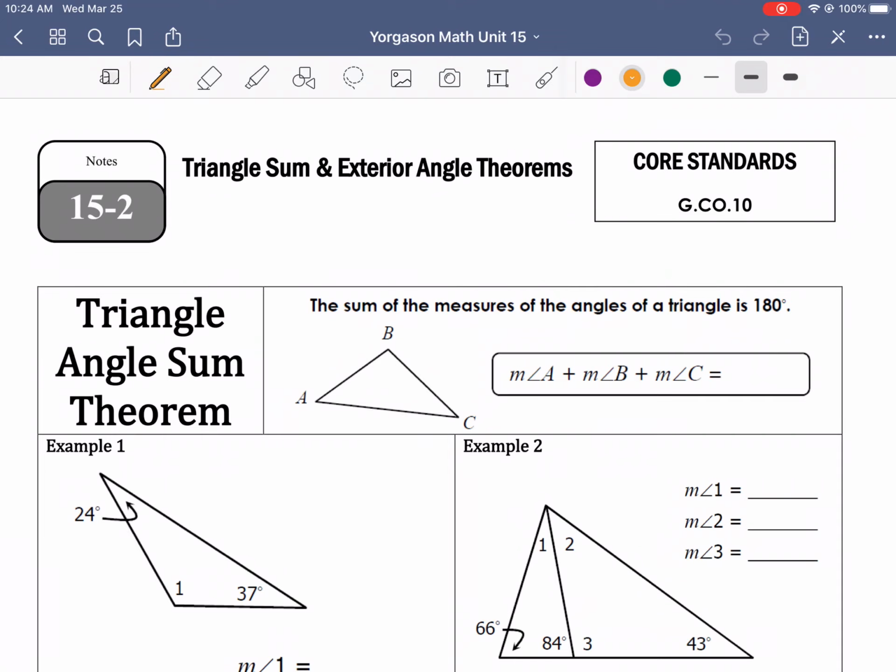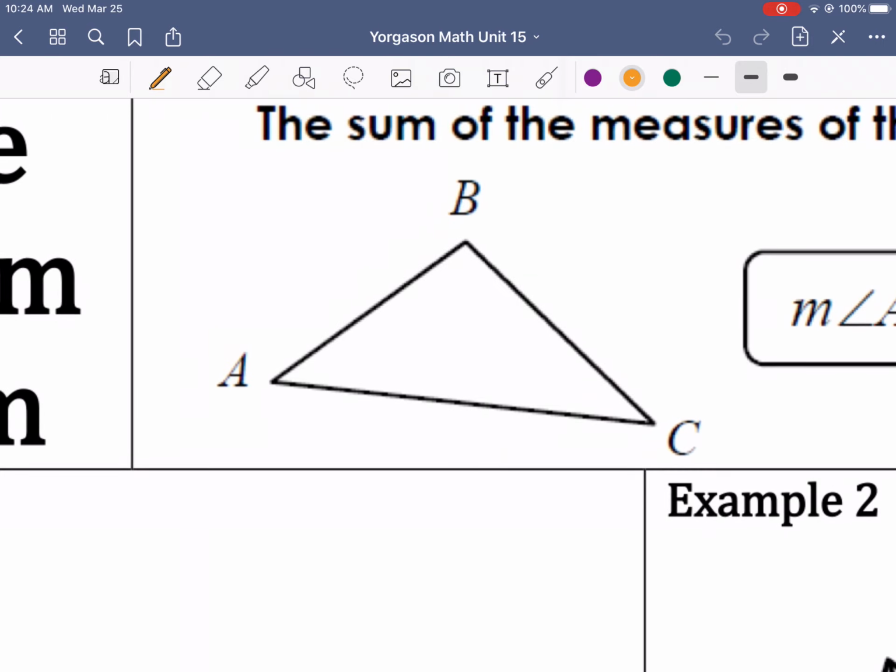All right, this is lesson 15-2. Today we're going to talk about the triangle angle sum theorem and the exterior angle theorem. So we have just these two concepts. The triangle angle sum theorem is pretty cool. It's maybe already intuitive to you or something you've learned before.